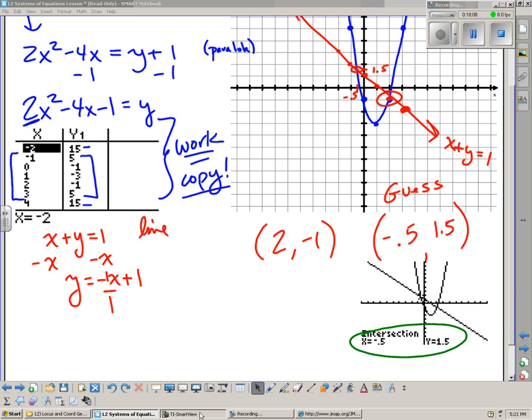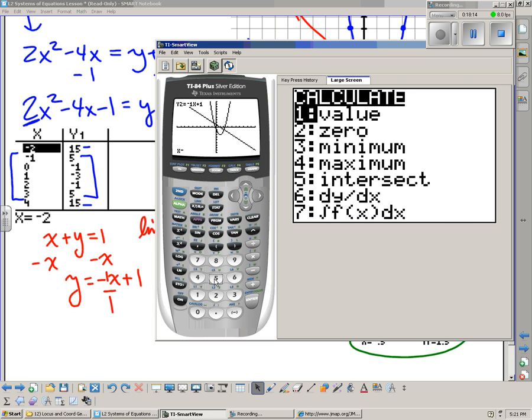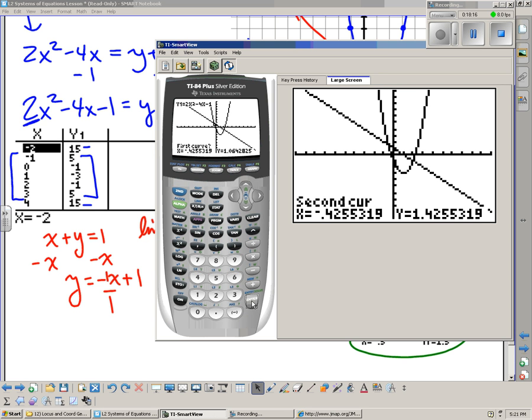Now here's the other thing you can do. Let's say you wanted to verify the other solution. I can go second, trace 5 again. First curve, I just press enter. Second curve, I press enter. And now I want to scroll over to the other point that I got before, just to verify to see if it works. Once you get to guess and you're satisfied that you're around the point, you press enter. And there it is, 2, -1.